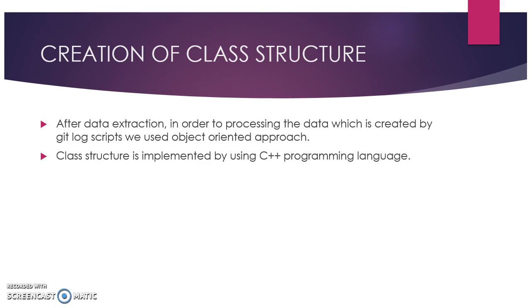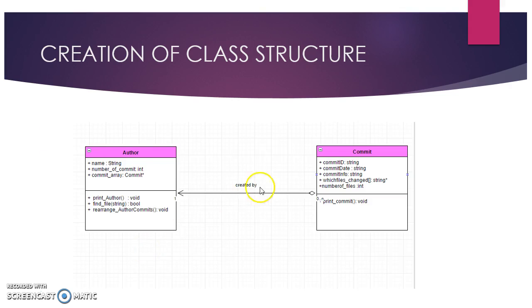After data extraction, as I said, in order to process the data created by the git log scripts, we used an object-oriented approach, a class structure. In the class structure, we have 2 classes, which have a 1 to n relation. One author may have more than 1 commit, but 1 commit can belong to only 1 author. These are the details in our structure.